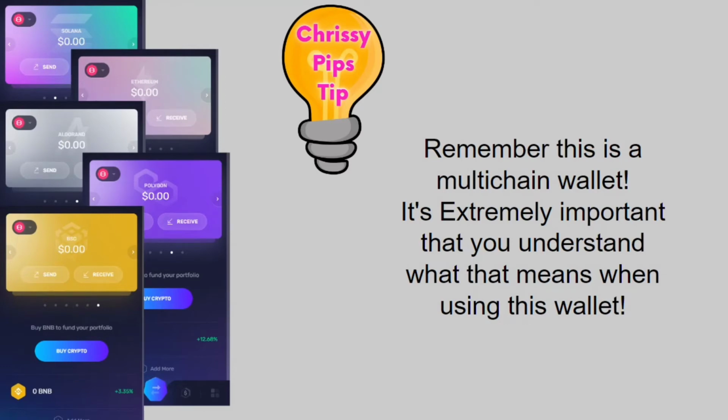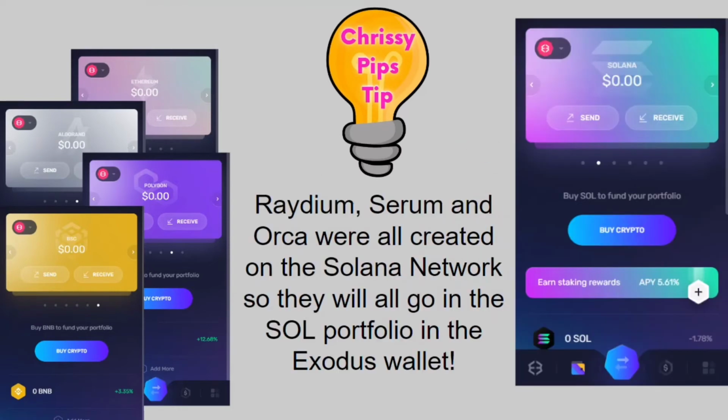Remember that this is a multi-chain wallet, okay? It's extremely important that you understand what that means when you're using this wallet. So let me help you out. This one wallet gives you access to multiple cryptocurrency ecosystems. Just to give you a more clear idea of what that means, let's have a look. Raydium, Serum, and Orca were all created on the Solana network, so they will all go in the SOL portfolio in the Exodus wallet.